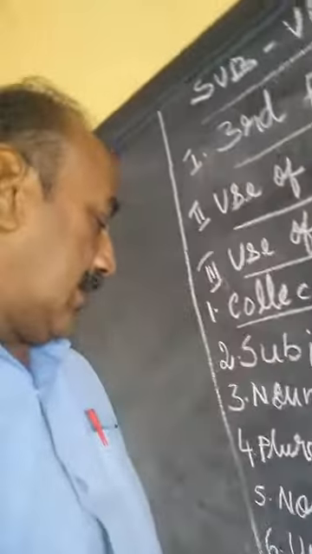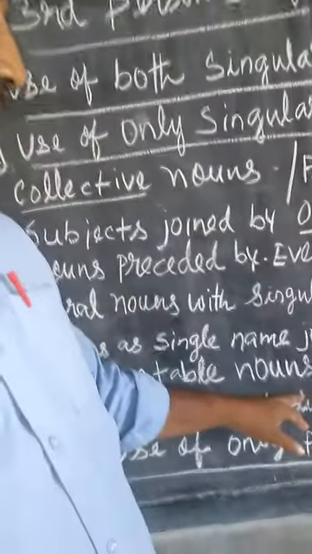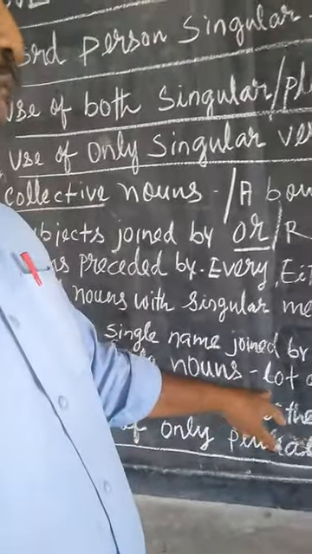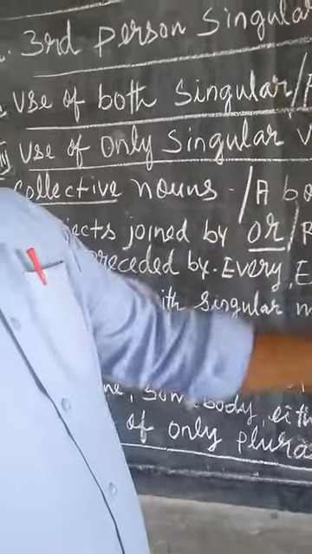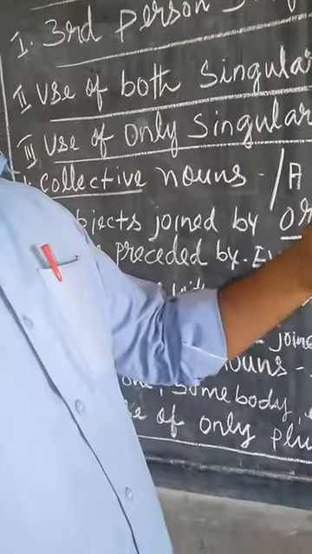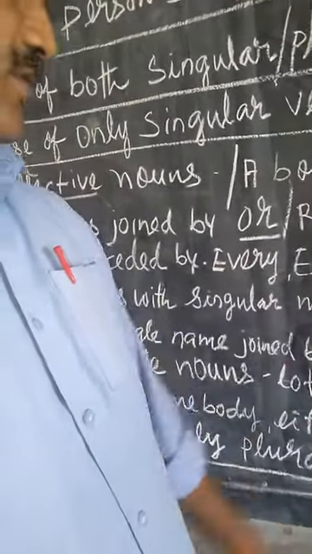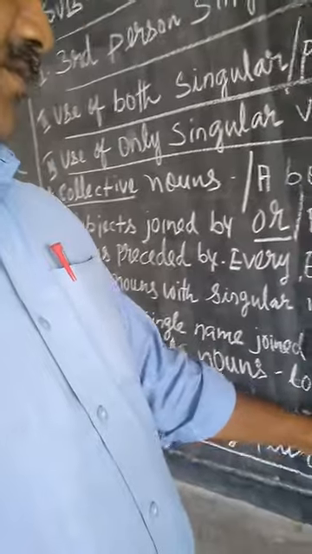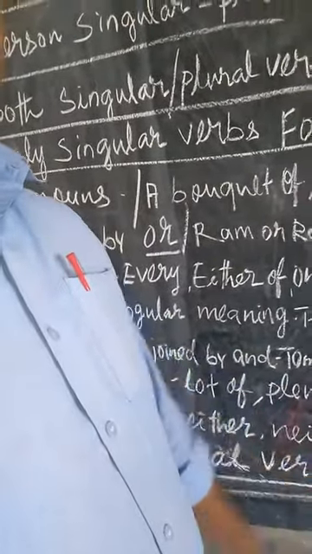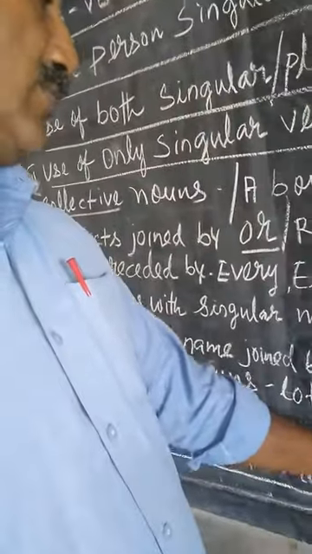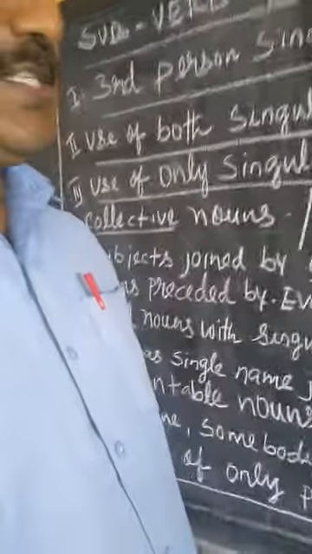The sixth one, uncountable nouns. Uncountables like a lot of people or a lot of balls is kept in the games room. Plenty of rice is kept on the table. So when these uncountable forms of expression come, you use singular verb.